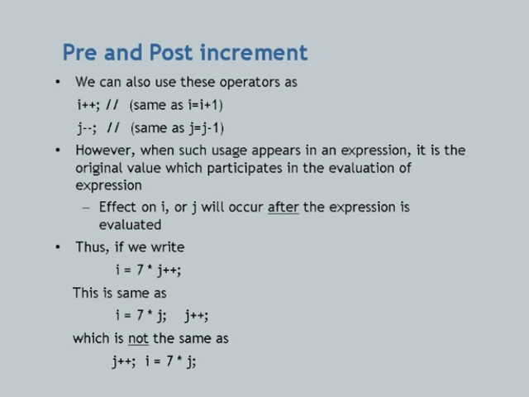However, as I said, a good programmer would probably always write these as either I equal to 7 star J, J plus plus, or as J plus plus, followed by I equal to 7 star J, depending upon what meaning you want to give, because this is more readily understandable. However, this is a perfectly valid statement in C.